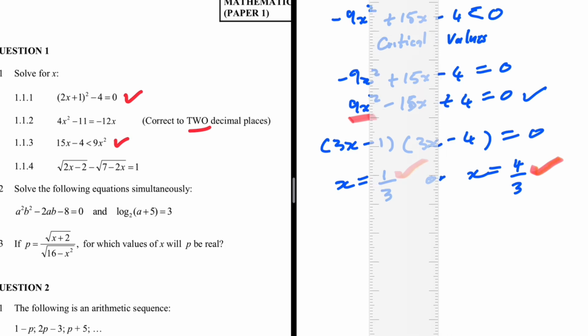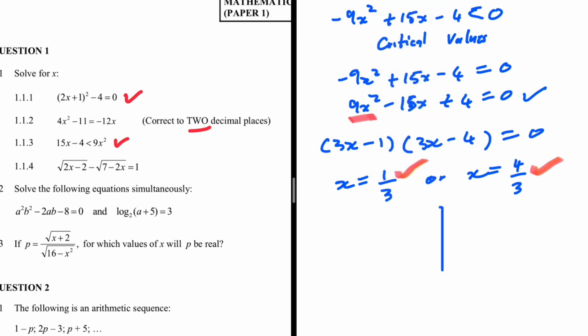If you've been watching my videos, this is the approach I always take. We have two possible sets of solutions. It's either x lies between the critical values or lies outside the critical values. What do I even mean by that? Let me show you. It's either x lies between 1/3 and 4/3, or x lies outside.